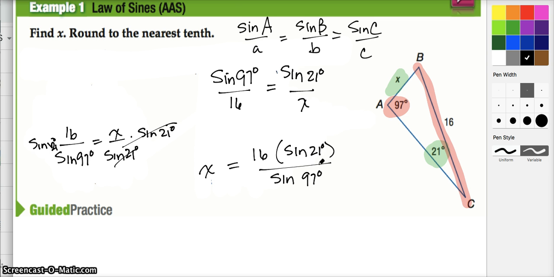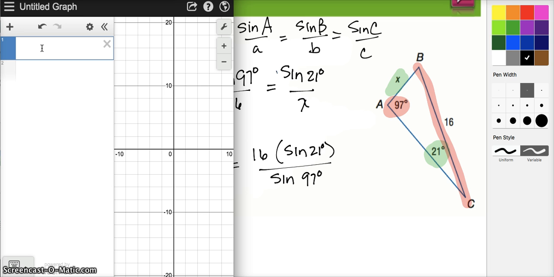And now this is calculator ready. So let's go to our calculator. I've got Desmos here, handy dandy.